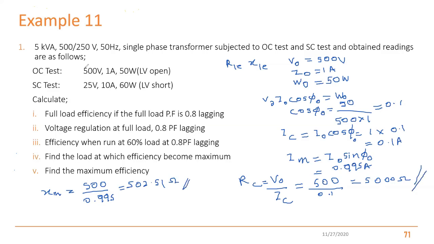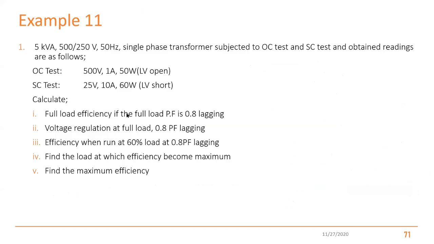Likewise, using open circuit test values you can find the core components, that means the core loss resistor and magnetization reactance. But for calculating efficiencies, they do not matter so much. So then we have to use the short circuit test to find the other components. As I told you, in the short circuit test, all the copper losses should be equal to whatever the power dissipation.